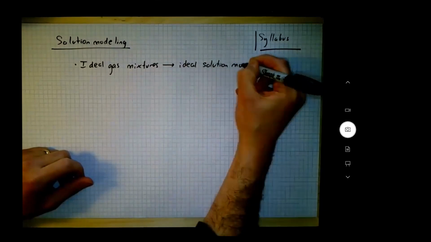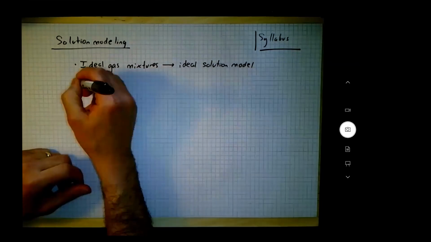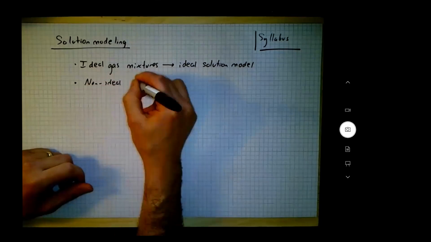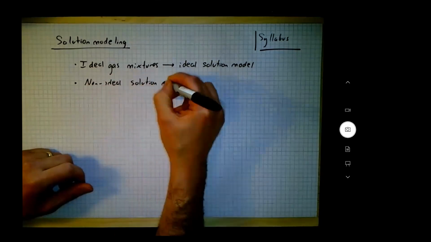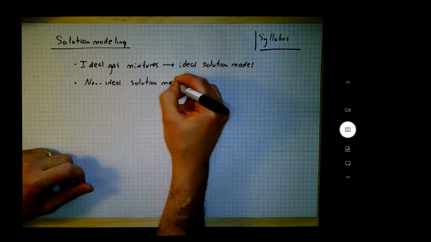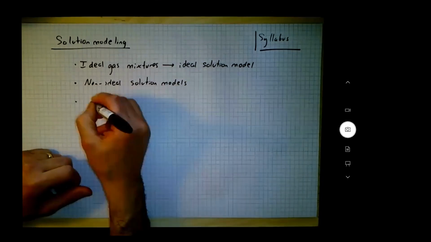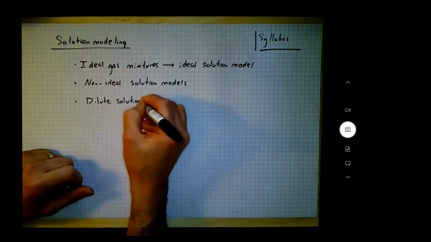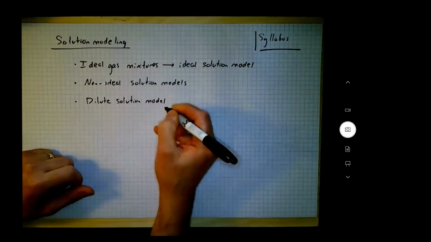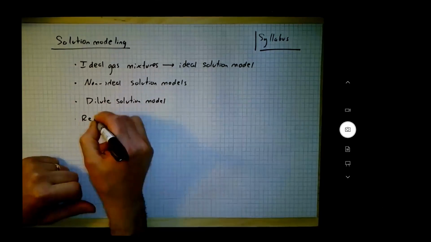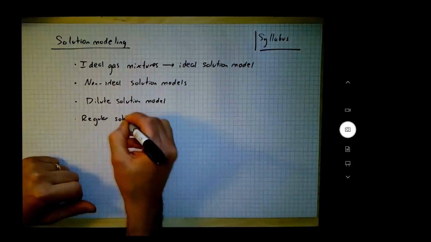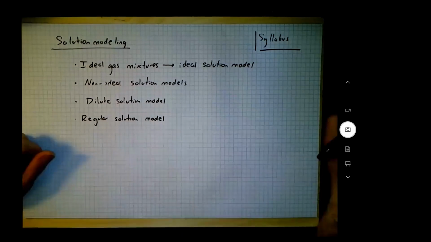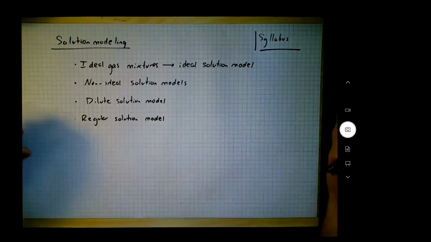We're going to start by introducing the ideal solution model. Then we're going to talk about non-ideal solution models. We're going to talk about two particular types of non-ideal solution models: dilute solution model and regular solution model. And I hope folks are ahead of me and have read chapter 8 in the book. If you have, it will help.